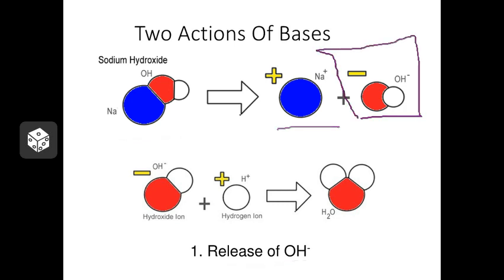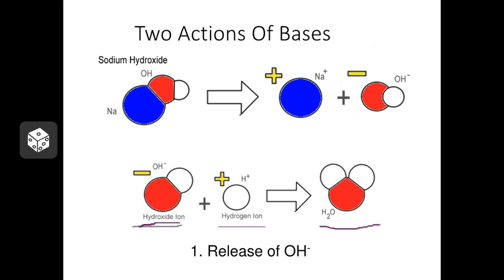Now, why do we care about that? Well, this is important because hydroxide ions can interact with hydrogen ions to form water. So if there's any acid in a solution, the hydroxide ions will interact with it and take it up and neutralize it and form water. So a base here is acting as a base by removing hydrogen, and it can do that because it released hydroxide.